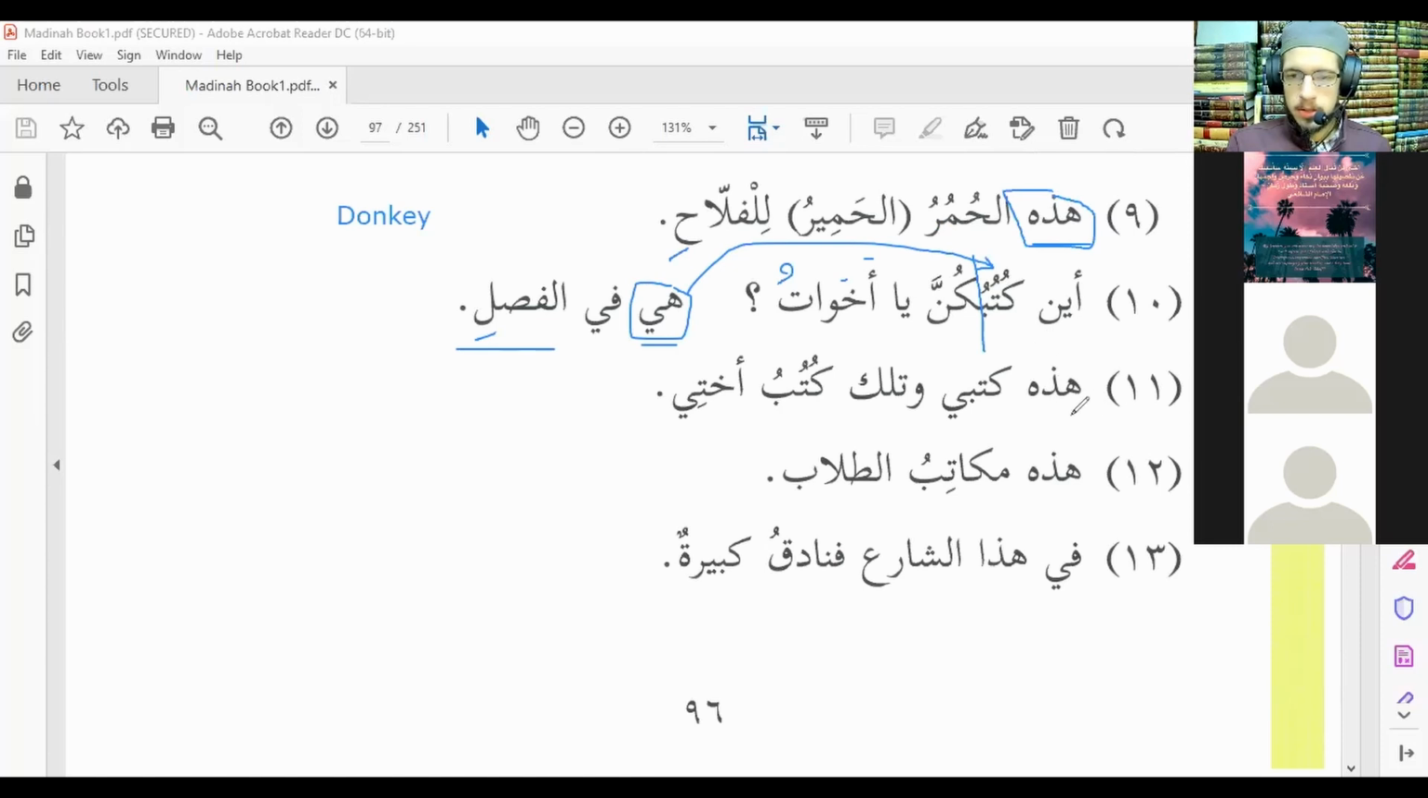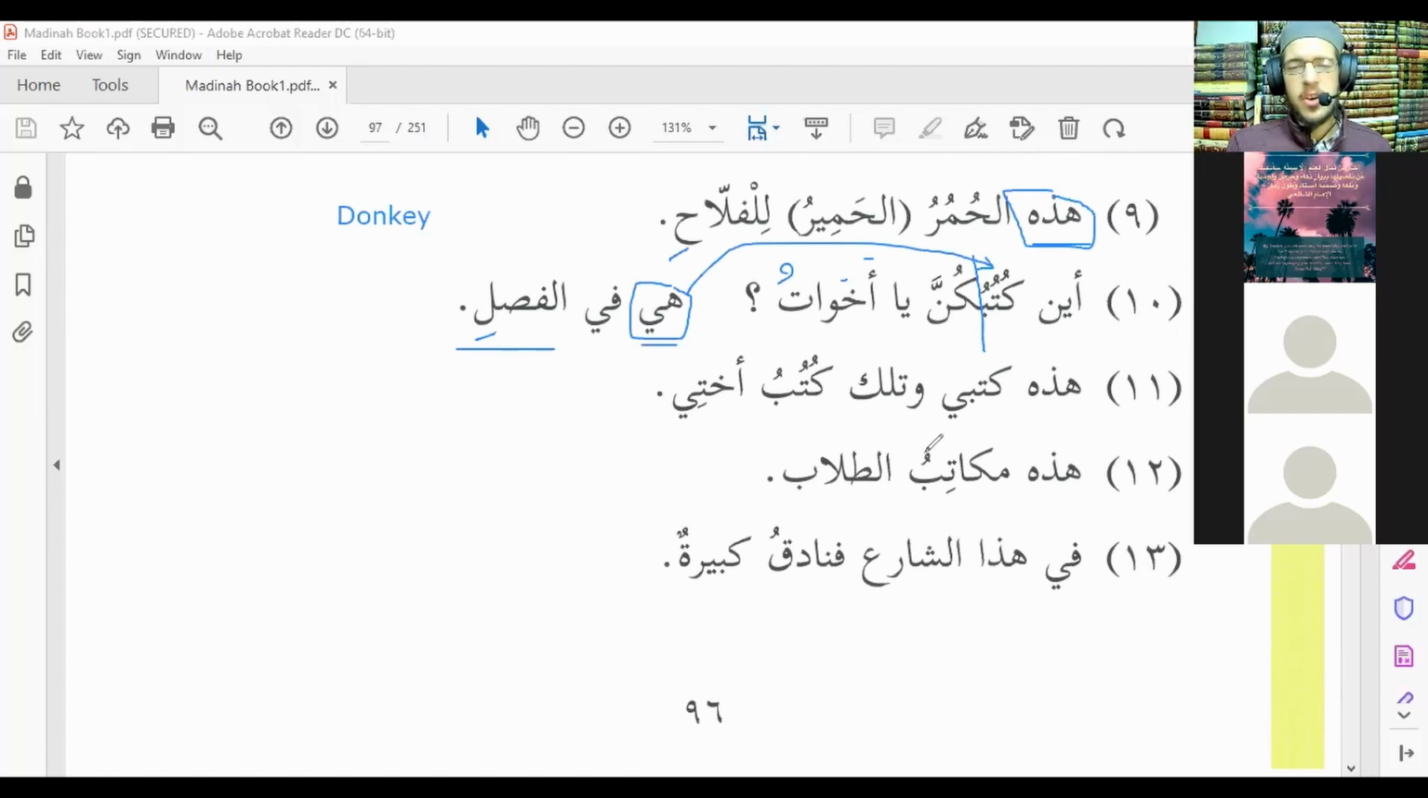Very good. Similar sort of thing in number 11. Muhammad Mu'tasim. هذه كتبي وتلك كتب أختي. Very good. Translate that for us. These books are mine. Ours? No, mine. These books are mine. Yeah. And those books are my sister's. Very good.